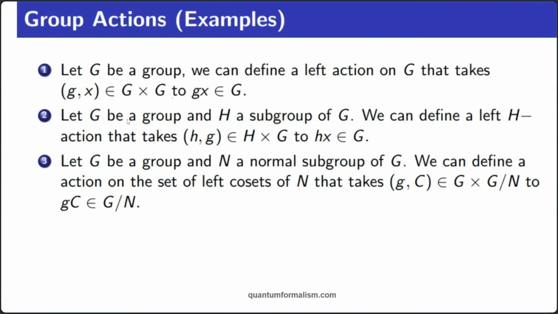Similarly, if we have G a group and H a subgroup of G, we can define a left H action, which will take the pair in the Cartesian product between the subgroup H and G to this, where this operation happens in G. So the multiplication of little h with little x happens in G. This will obviously be an element of G.